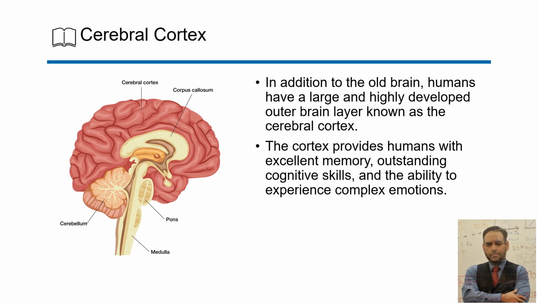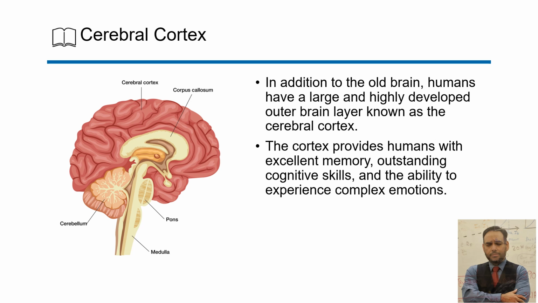Let's go ahead and jump into the cerebral cortex. It says, in addition to the old brain, humans have a large and highly developed outer brain layer known as the cerebral cortex. If the old brain is your microprocessor, which has programming and actually controls and interacts with things, it has basic functions that allow your big computer to operate. Like your Intel processor allows you to run Windows, or your Apple operating system. You can look at these the same way.